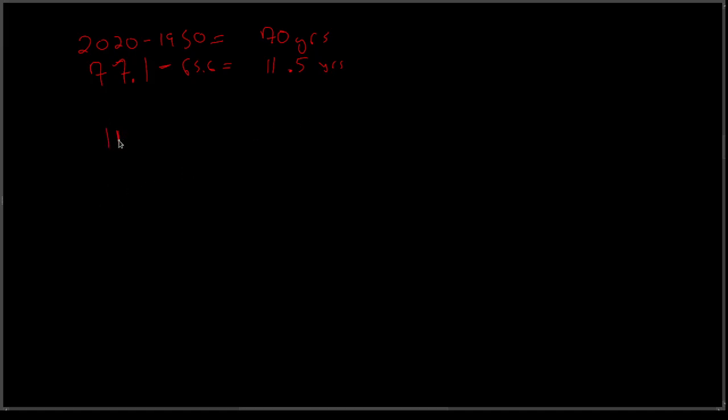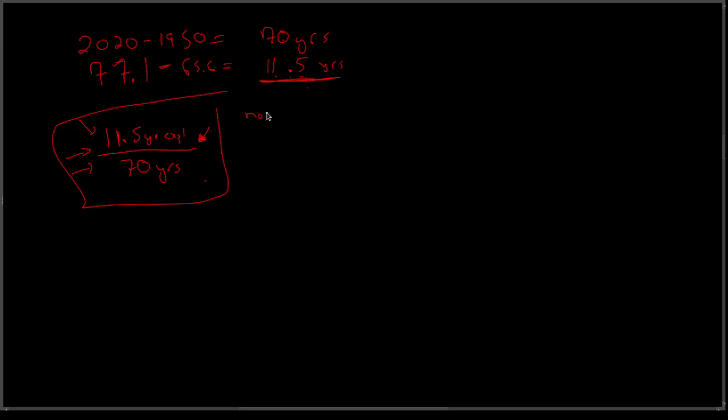It changes 11.5 years expected every 70 years. And the way of writing it as a fraction, notice we're saying the life expectancy of a male changes 11.5 years per 70 years. Per is the sign for division in language. And so we're talking about the change in expectancy divided by the number of years. This is a good way of modeling change.